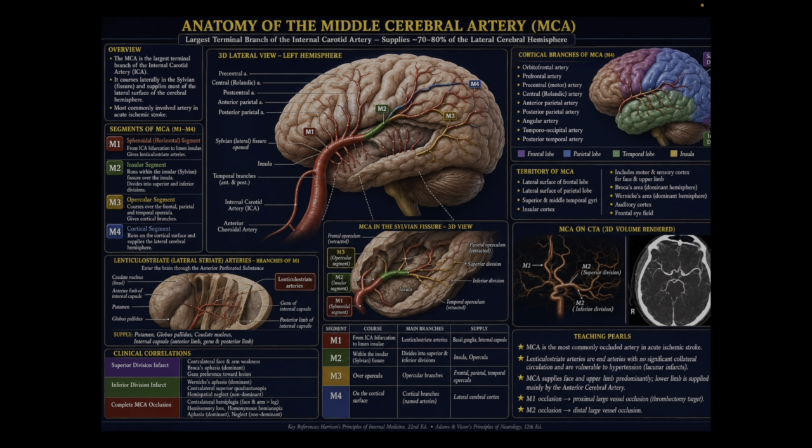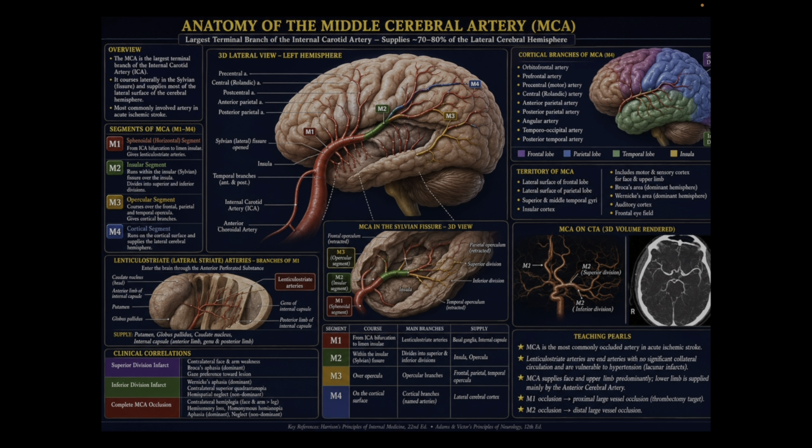The M3 segment is also known as the opercular segment. It courses over the frontal, parietal, and temporal opercula while remaining within the sylvian fissure. It subsequently emerges onto the cortical surface as the M4 or cortical segment, which gives rise to numerous named cortical branches.